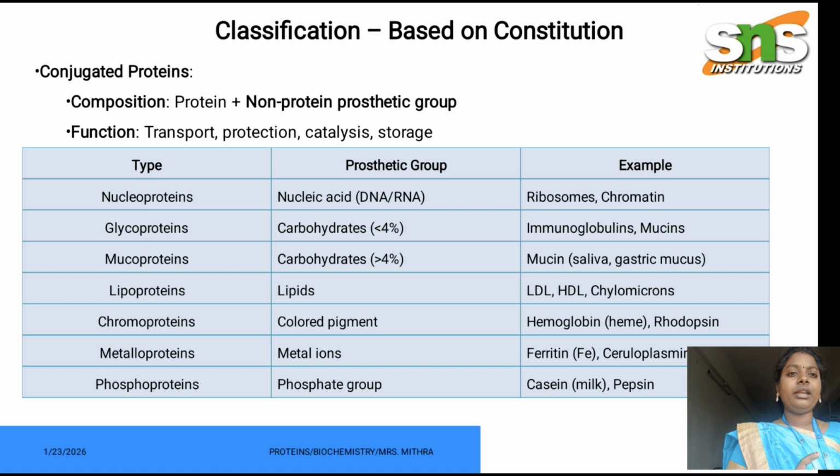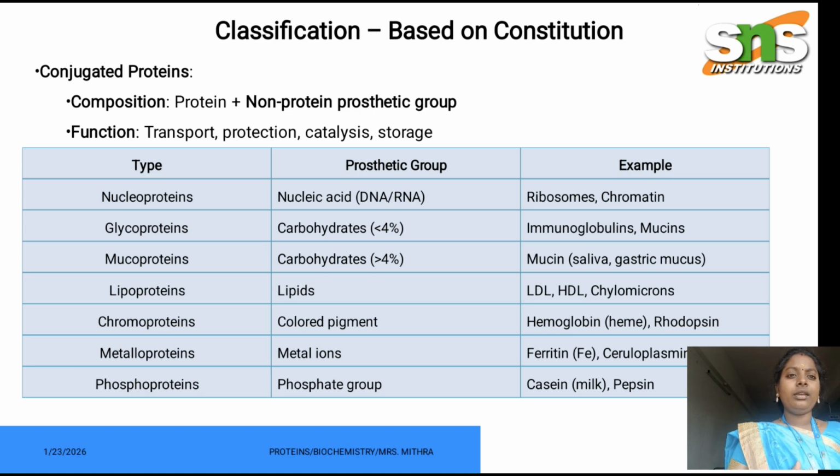And glycoprotein is protein plus carbohydrate. A major example is immunoglobulin. And mucoprotein is also carbohydrate and protein. It is mucin, which is present in saliva. And lipoprotein is lipid plus protein in the form of LDL and HDL. LDL is bad cholesterol, HDL is good cholesterol.